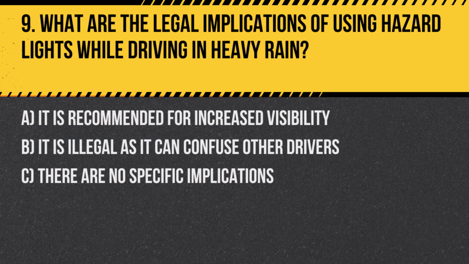Question 9. What are the legal implications of using hazard lights while driving in heavy rain? A. It is recommended for increased visibility. B. It is illegal as it can confuse other drivers. C. There are no specific implications.